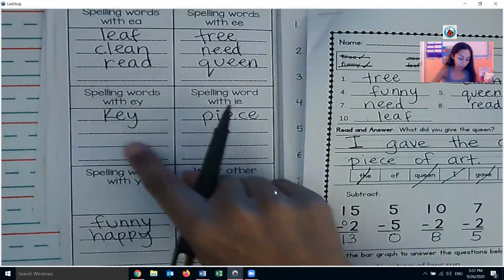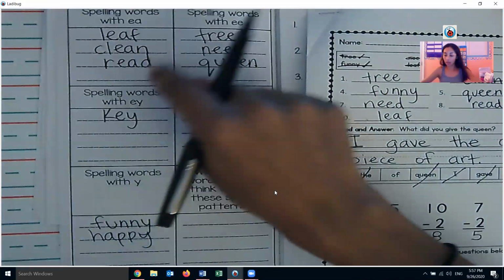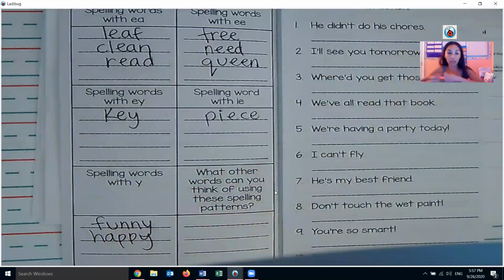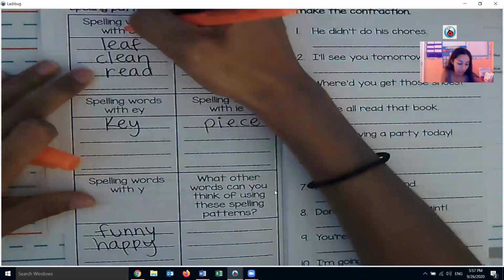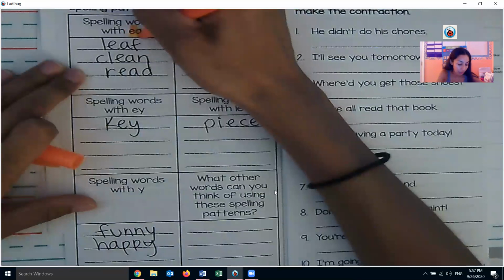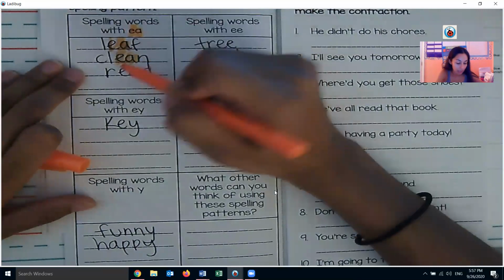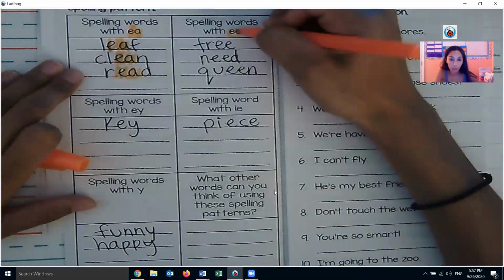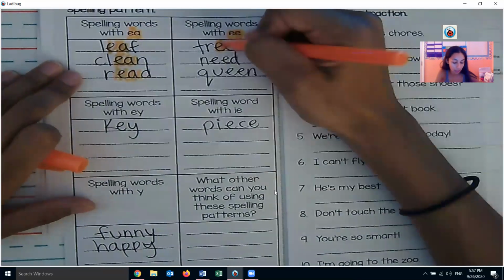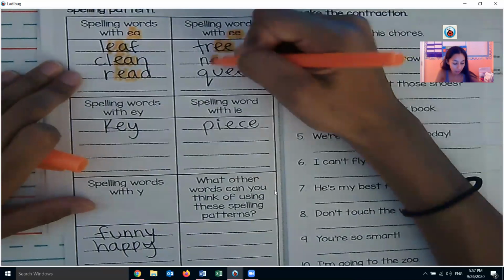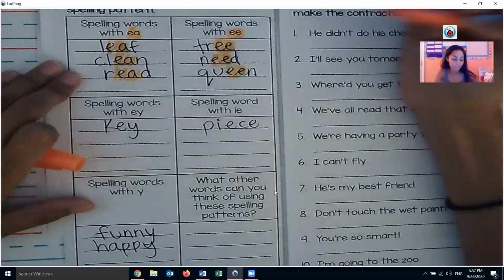1, 2, 3, 4, 5, 6, 7, 8, 9, 10. Okay, so I'm going to go through and just highlight the pattern. So these are EA words. So leaf has EA. Clean has EA. Read has EA. These are double E words. Tree has double E. So does need and queen.